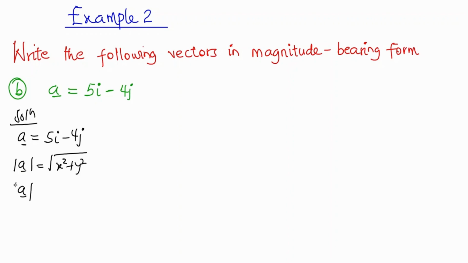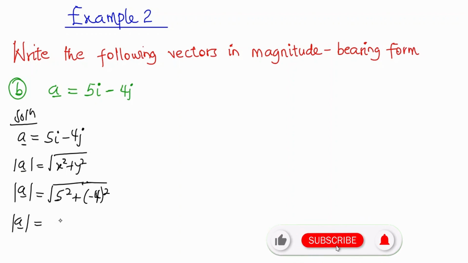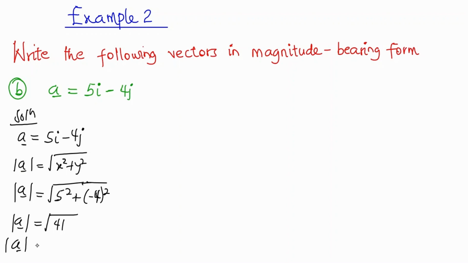So the magnitude of A is equal to the square root of 5 squared plus, now we know our y to be minus 4, so put it in brackets, squared. When we sum this, we have the square root of 41, and 41 in decimal is 6.4031 units. I mostly leave my decimals to 4 decimal places because that's the standard one.